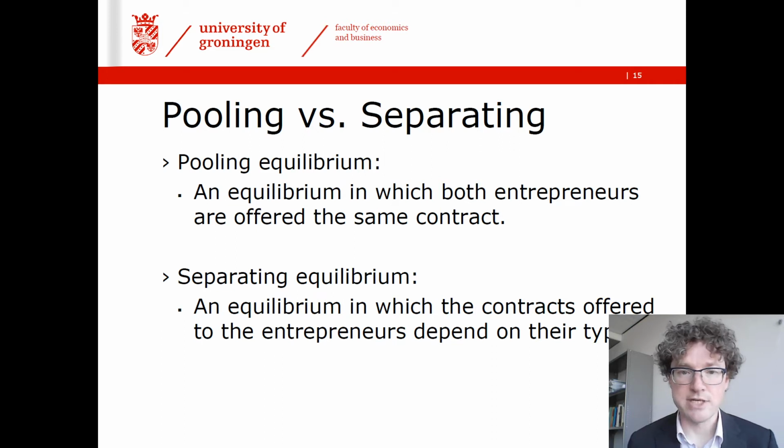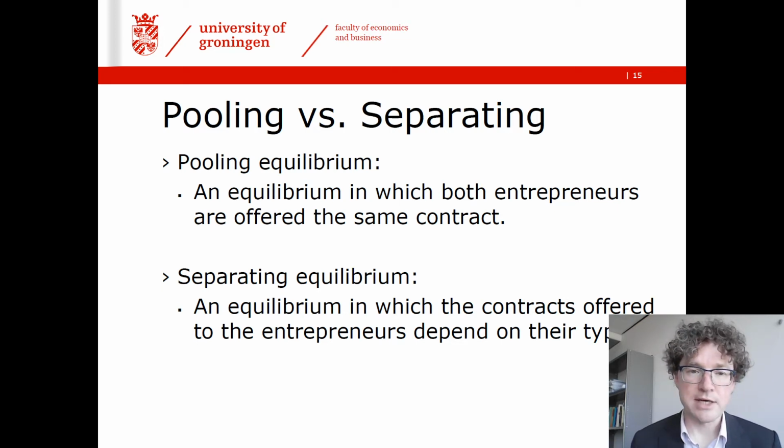in the previous example. And we saw that those who do know of themselves that they have a good project will be worse off than if they could persuade the investors that their project actually is good, whereas the bad quality project entrepreneurs were actually better off in this pooling equilibrium.